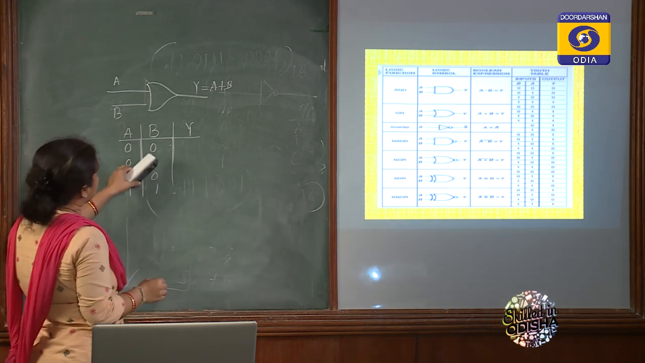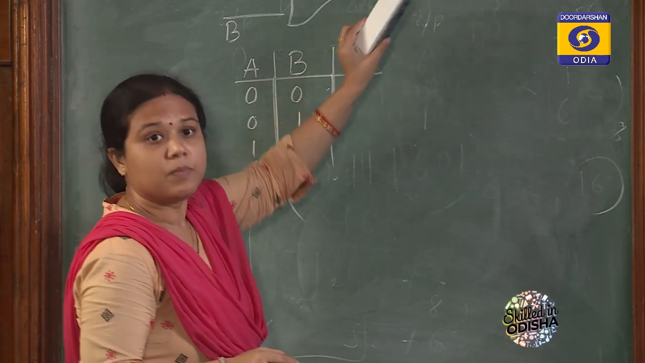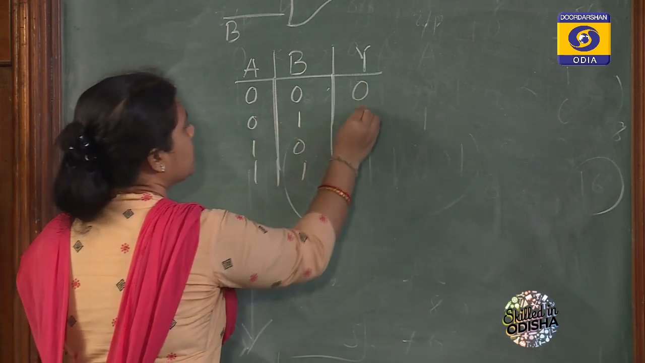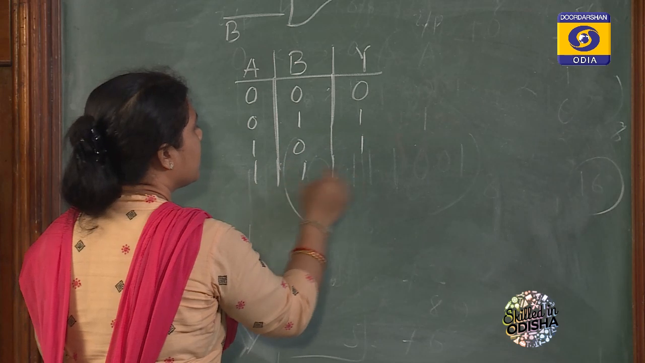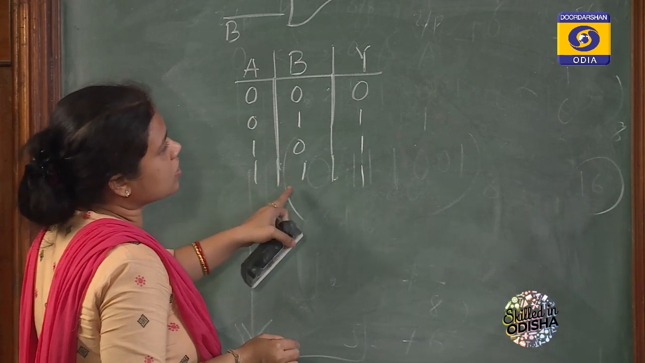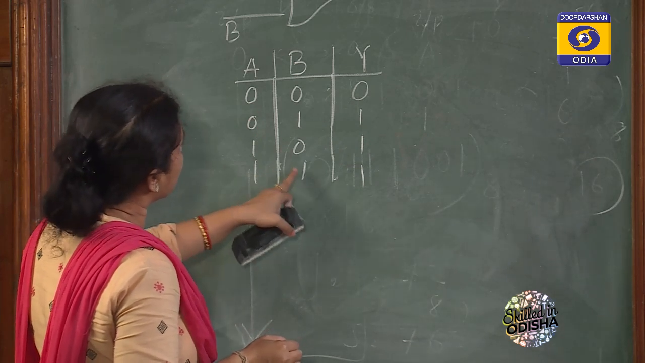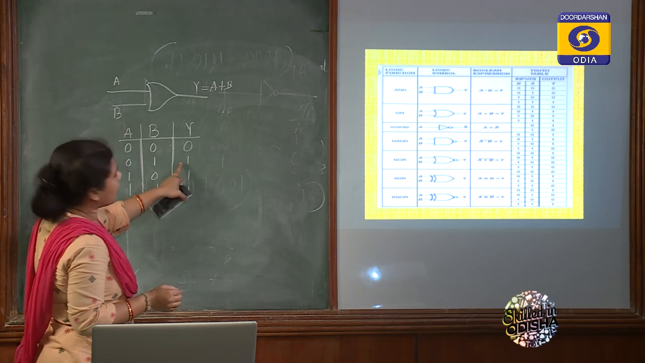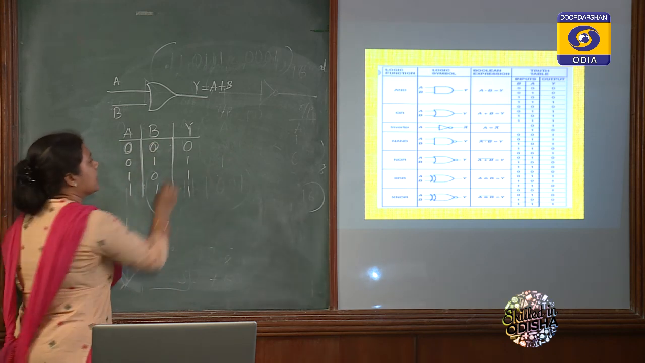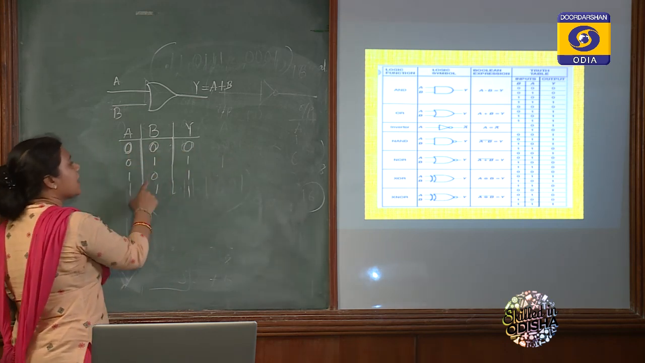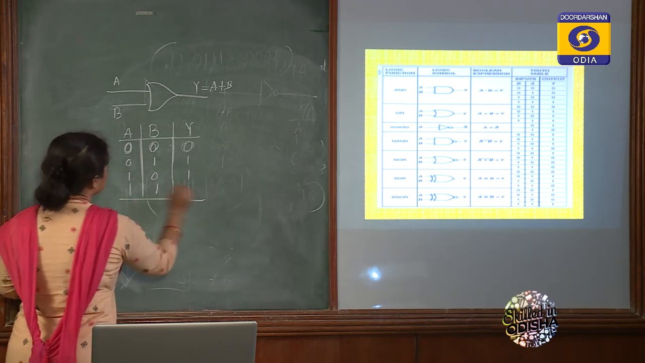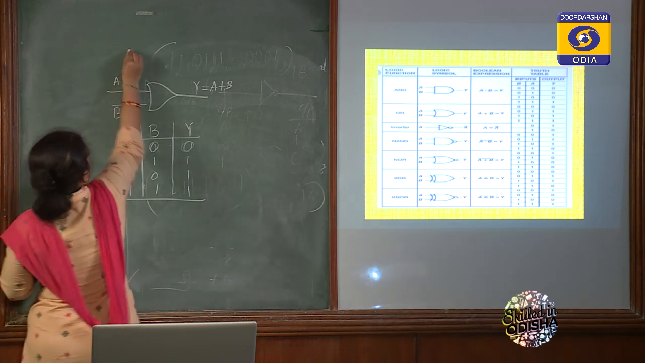So here what will happen? OR means addition, simple addition. If we add 0 plus 0, we get 0, 0 plus 1 is 1, 1 plus 0 is 1, and 1 plus 1 is also 1. That means if all the inputs are 1, then finally we get the output as 1. If all the inputs are 0, then we get 0. If any one of the inputs is 1, then we get 1 as the output. So this is the truth table for OR.